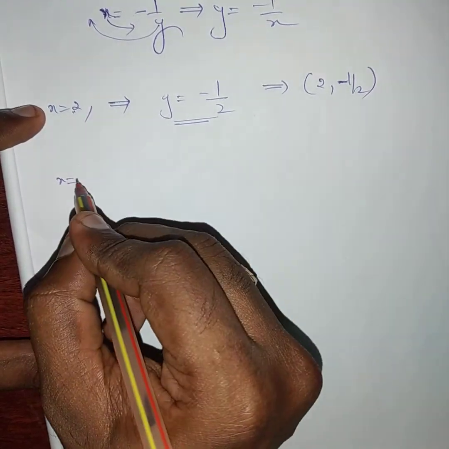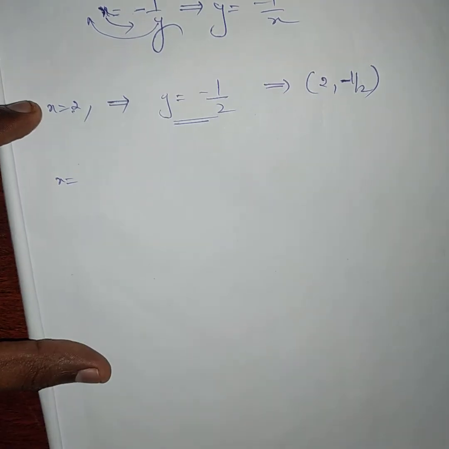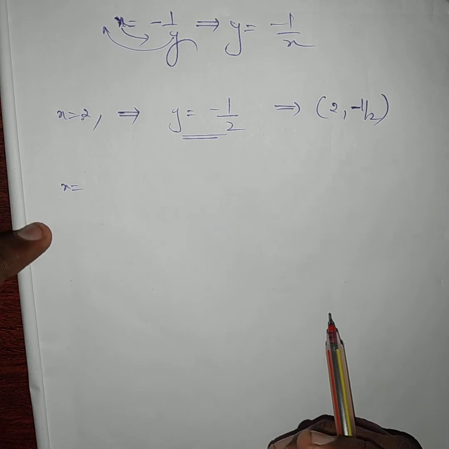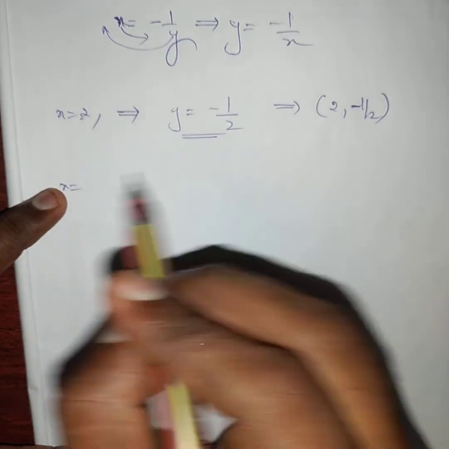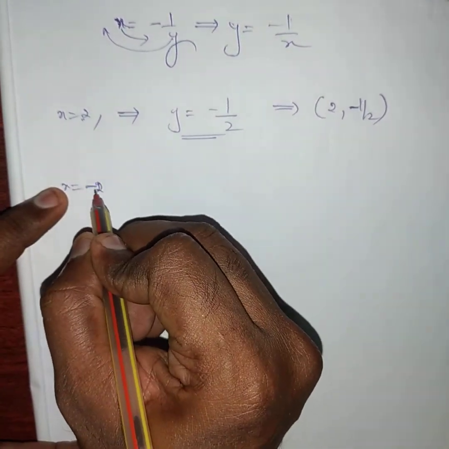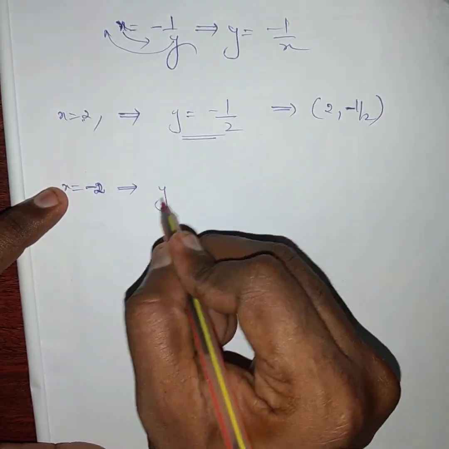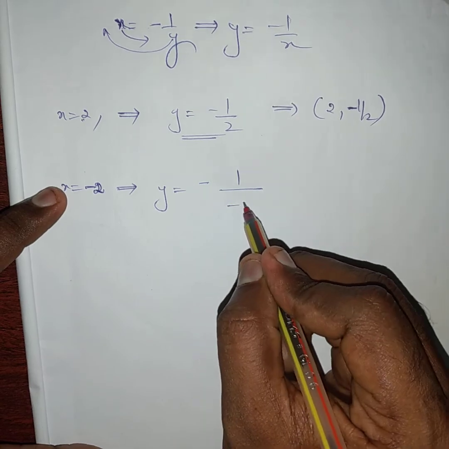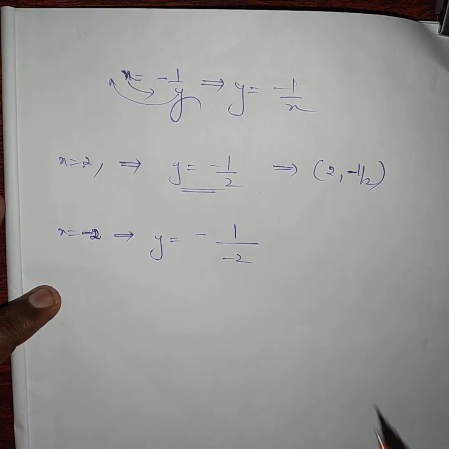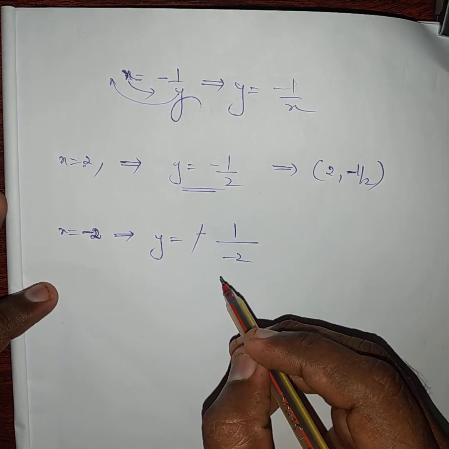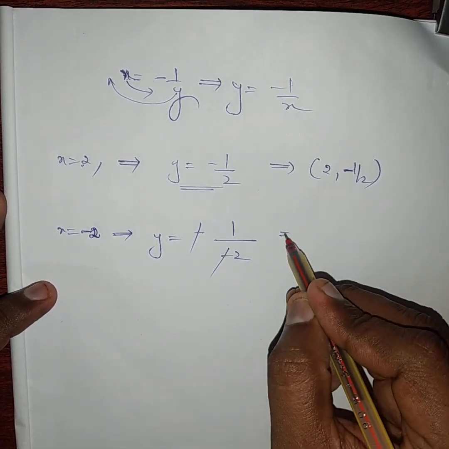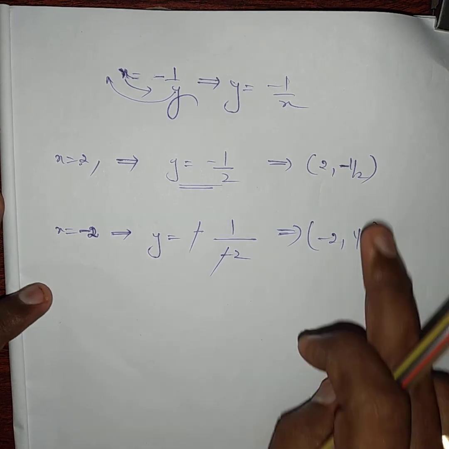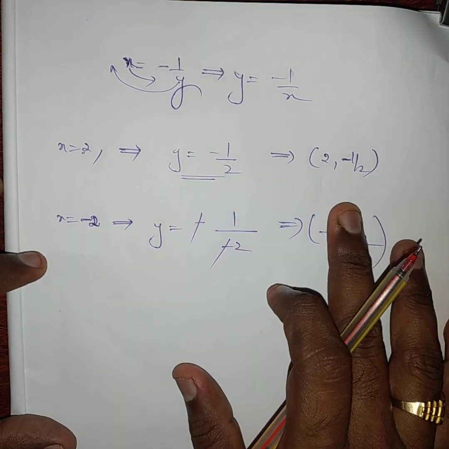Now I am going to take another value. Instead of minus 1 by 2, I will take x is equal to minus 2. What happens here? y is equal to minus 1 divided by, in place of x apply minus 2. So minus and minus get cancelled, and the answer is nothing but 1 by 2. So I can write the point minus 2 comma 1 by 2. These are the examples given in the textbook.